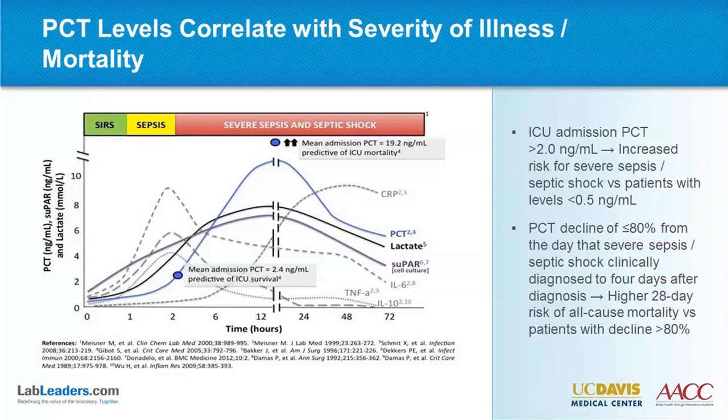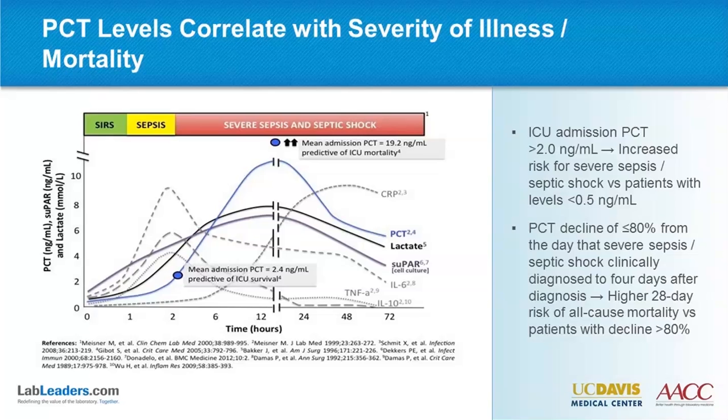What we're going to focus more on today is the fact that if you see a decline in PCT of equal or less than 80% when the patient has severe sepsis or septic shock, that's not a good sign, especially over those 4 days, because they're not decreasing that PCT fast enough, which indicates the persistence of that infection. There's a higher 28-day mortality for those patients, in contrast to patients that had a greater than 80% decrease in terms of PCT over that same period of time.